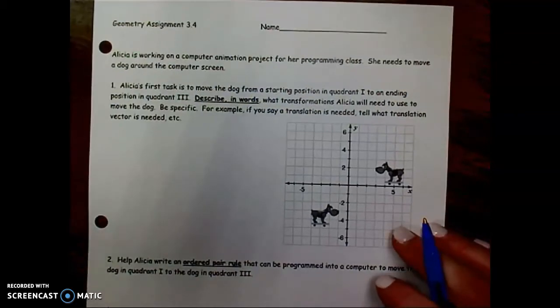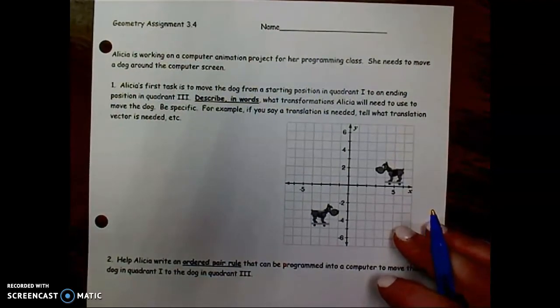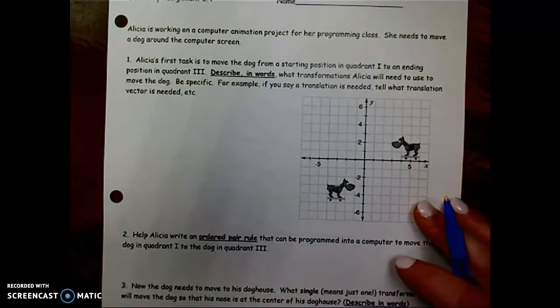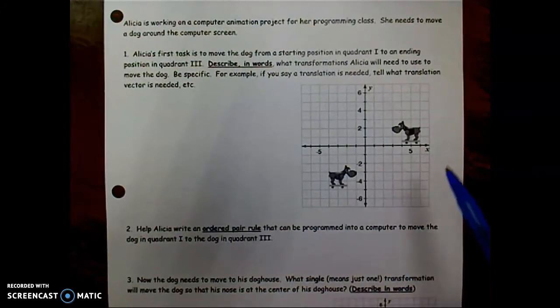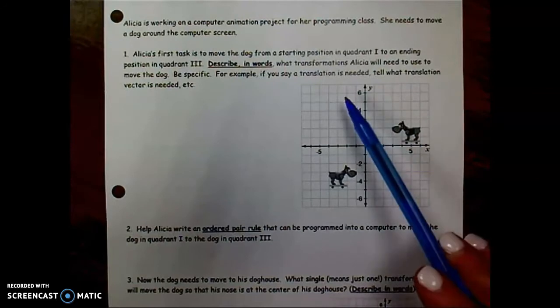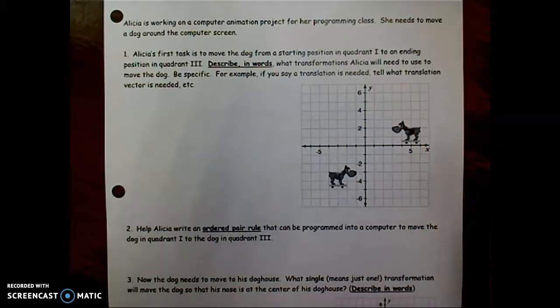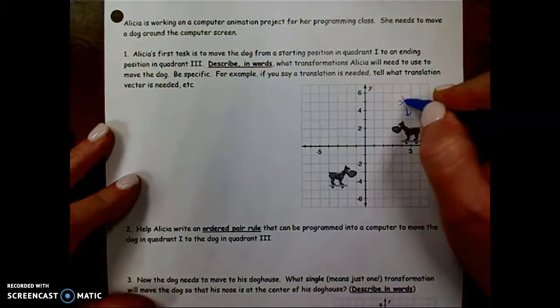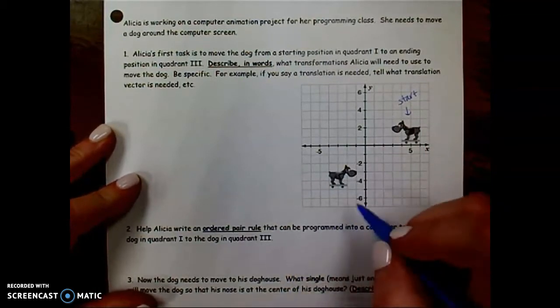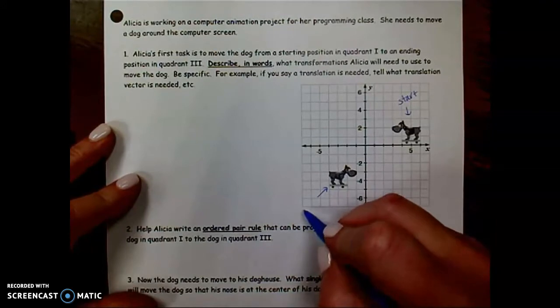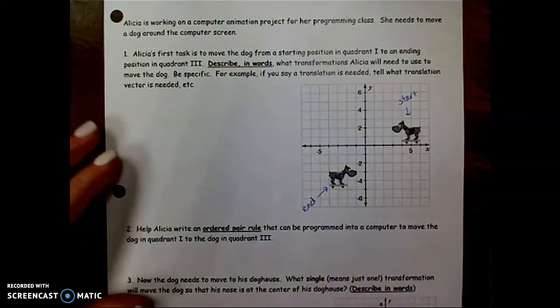All right, on 3.4, Alicia is working on computer animation for her programming class, and she needs to move the dog around the computer screen. It's really important that we read the directions on each one of these problems. Her first task is to move the dog from a starting position in quadrant 1. This is the starting dog in quadrant 1. We want to end in the dog's position in quadrant 3. So this is our ending position.